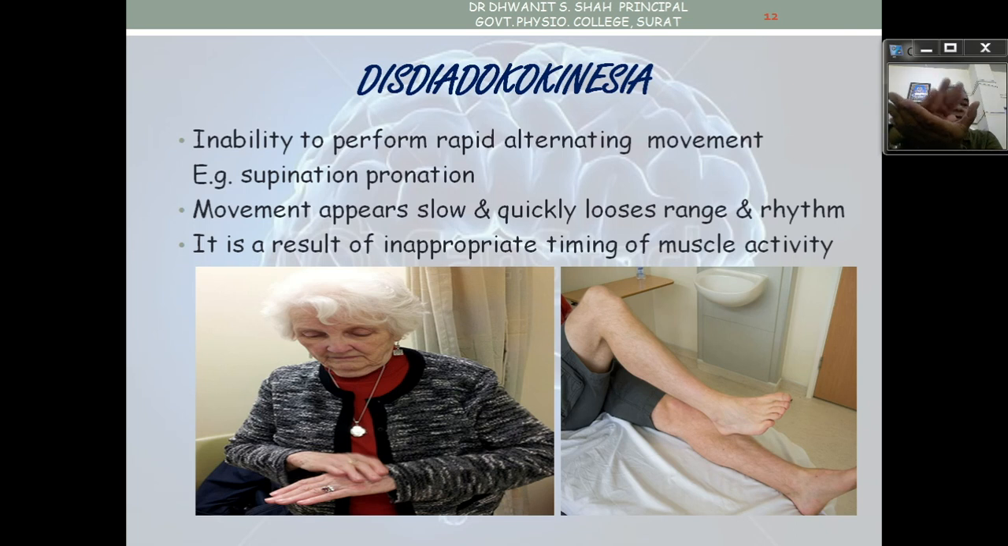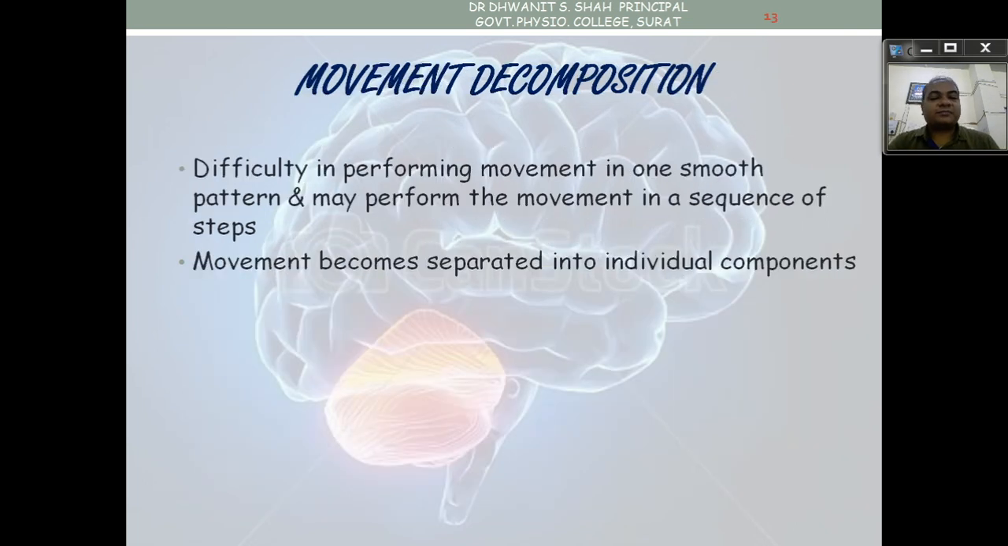As I told you, repeated pronation, repeated supination, instead of doing alternating movements, happens because of inappropriate timing of muscle activity. There is no proper command coming from the cerebellum regulating the movements, as we said initially. Therefore this type of asynergic movement happens in the muscles, and the muscles are not able to work sequentially and in a planned way. This is another example of dysdiadochokinesia. The next sign of cerebellar disease is movement decomposition.